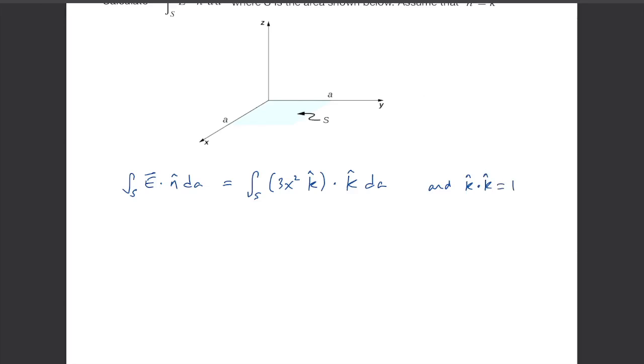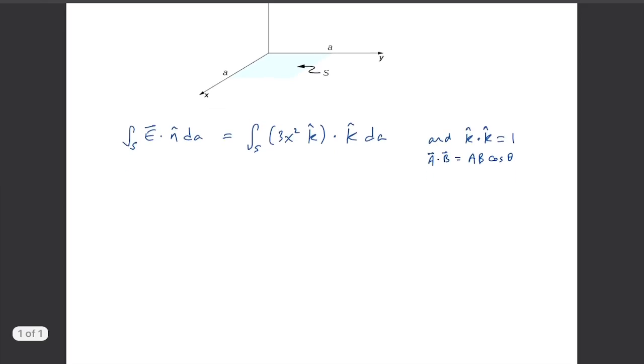All right, so k hat dotted with k hat is 1. We can think of A dot B as the magnitude of A times the magnitude of B times the cosine of the angle between A and B. And so for k hat dot k hat, the magnitude of k hat is 1. So we'll have 1 times the cosine of 0, for 1.